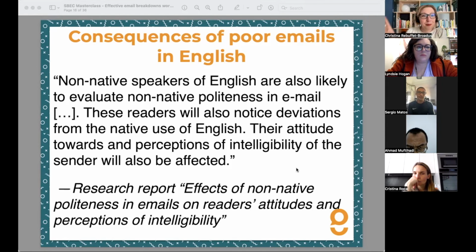All of this very academic language is to say basically that this is also true when the emails are between two non-native speakers, maybe to a lesser degree, but the quality of your writing in your emails is also important if you're writing to someone whose native language is not English. And I was like, oh, okay, then we really, really need to do this workshop.